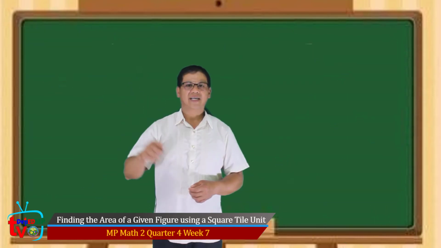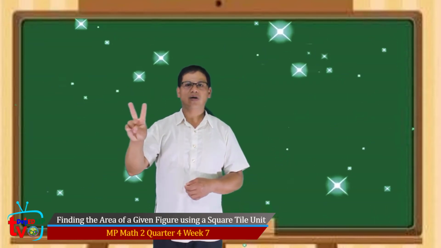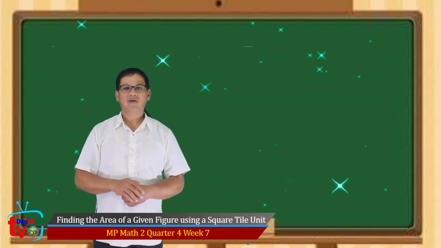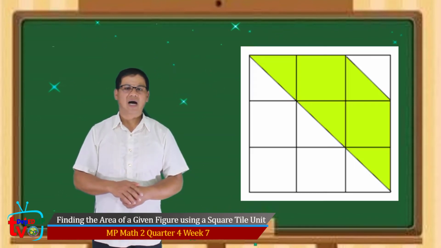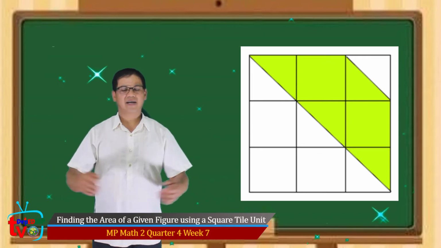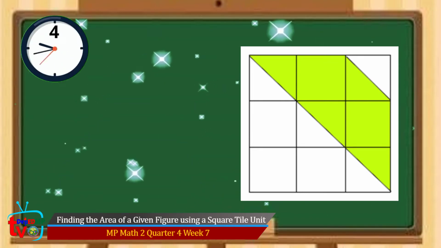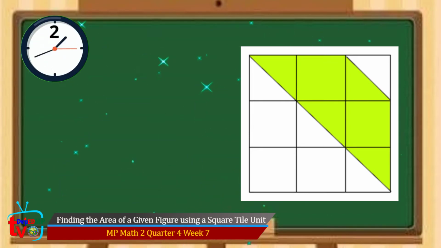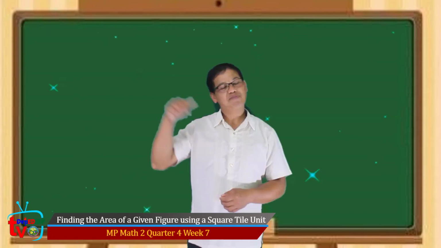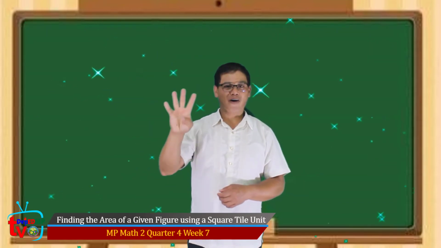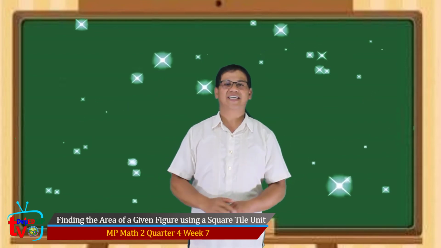You're right! There are 2 colored squares. How about the colored triangles? How many are there? Perfect! There are 4 colored triangles.